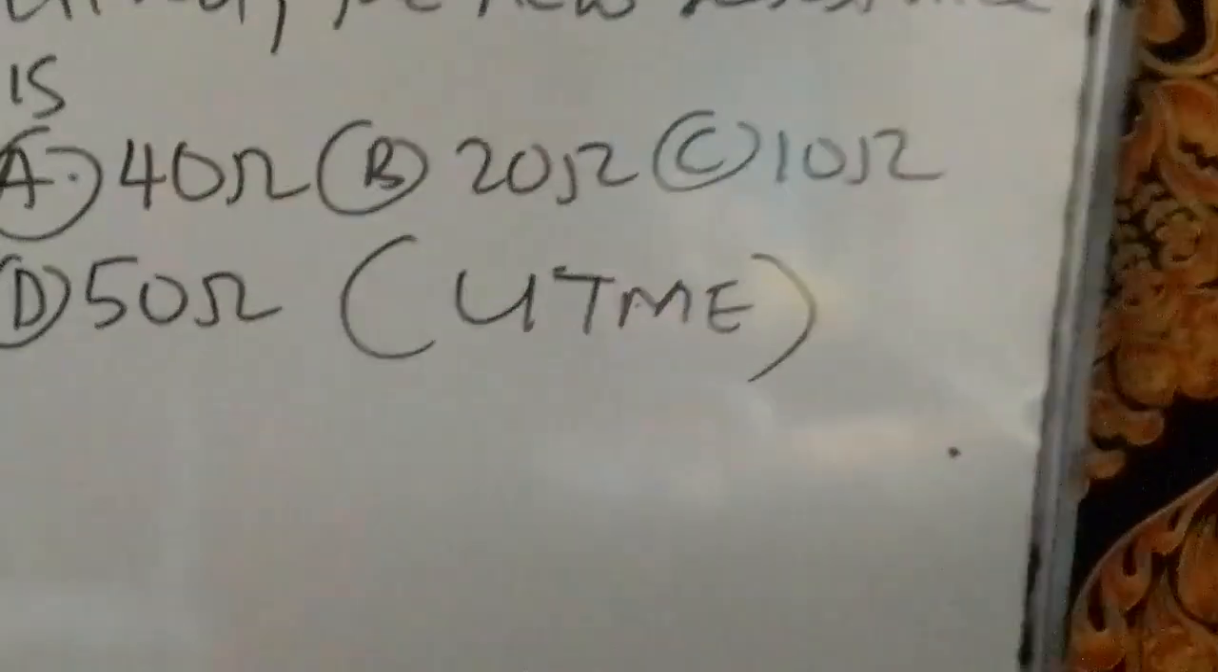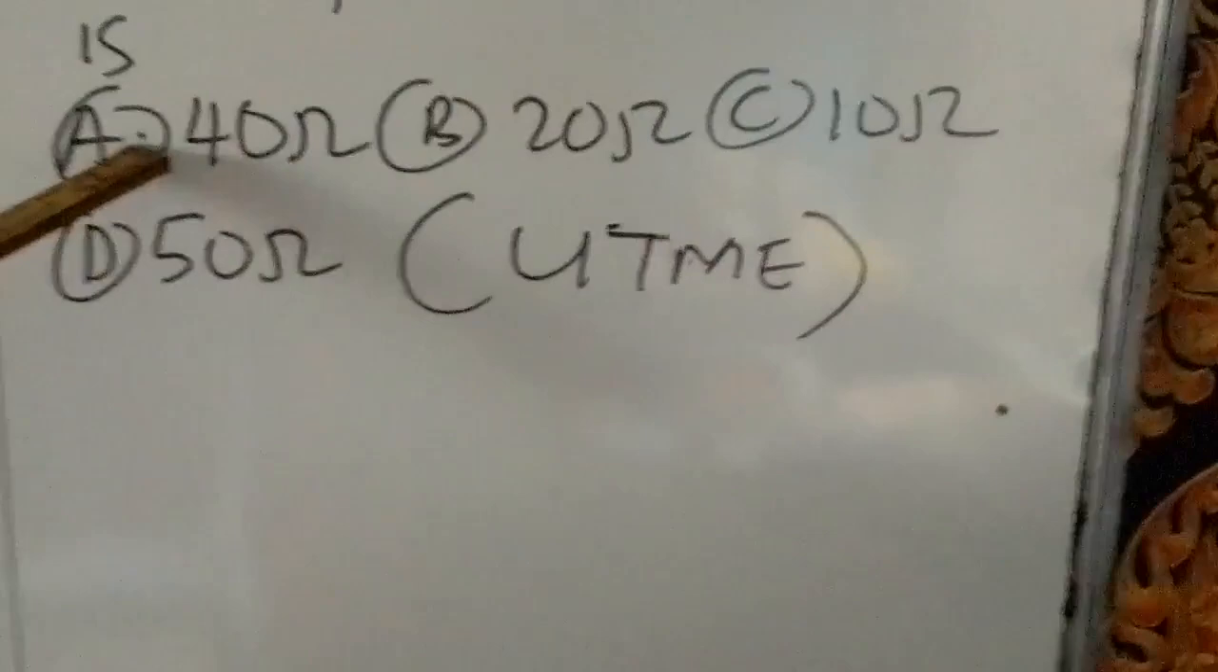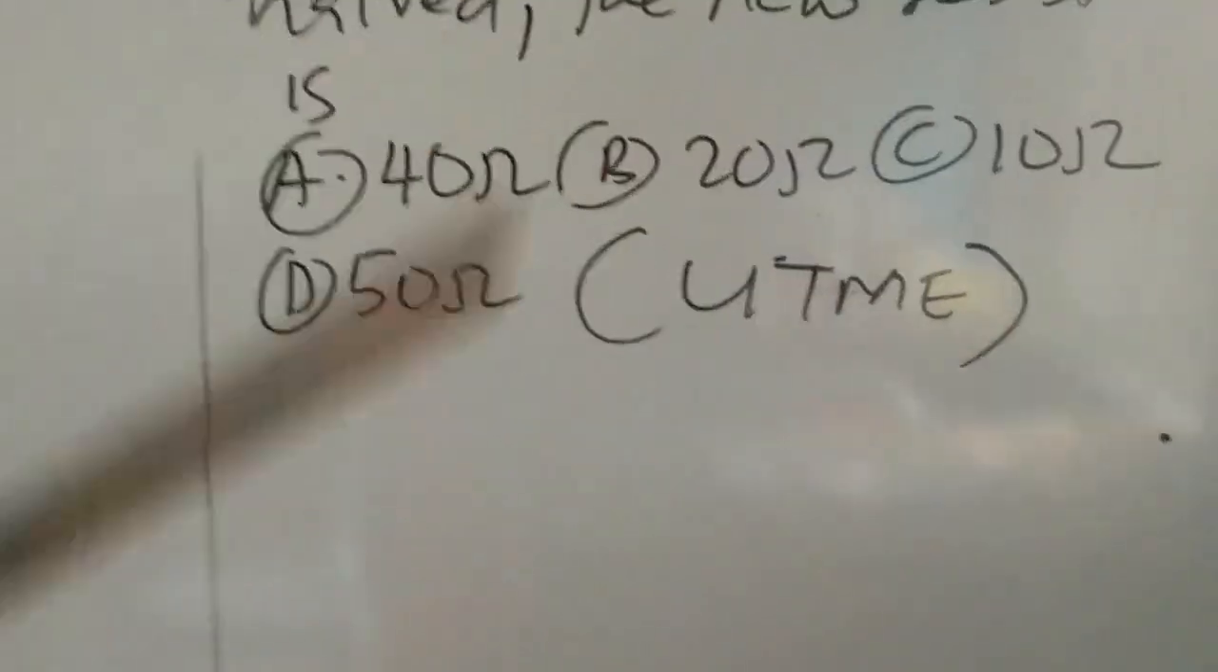This is from a recent university entrance examination, the tertiary matriculation examination. We have option A, 40 ohm, B, 20 ohm, C, 10 ohm, and D, 50 ohm. So let's go to the question.